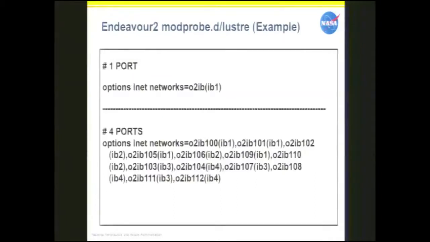This is what /etc/modprobe.d/lustre or lustre.conf, depending upon which OS you're using, would look like. The first half of the slide is for a single port, single rail, what we typically use on Pleiades. I didn't want to inundate you with all the configs, so I just chose one at random. So for 4 ports, this is what it would look like.